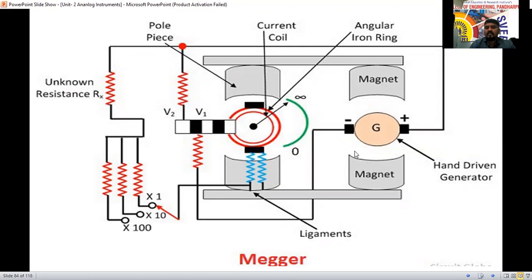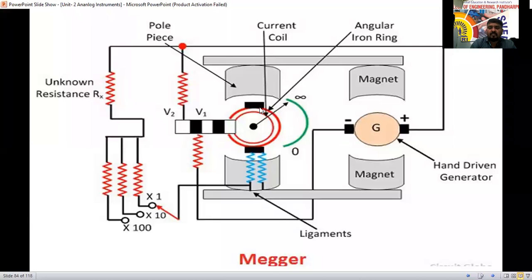Here, to give the supply, we are using a hand generator, a DC supply. In between here also the permanent magnet is there. Whatever mechanical energy we are applying by hand, it will give the supply to this PMMC instrument. All of you have studied the PMMC instrument already, the permanent magnet moving coil instrument.